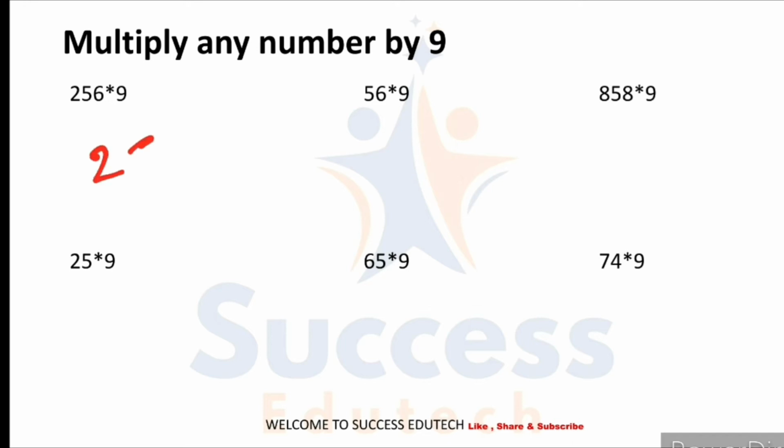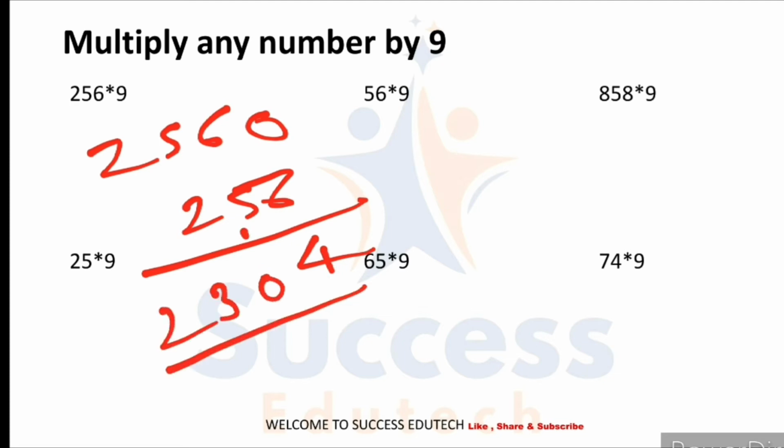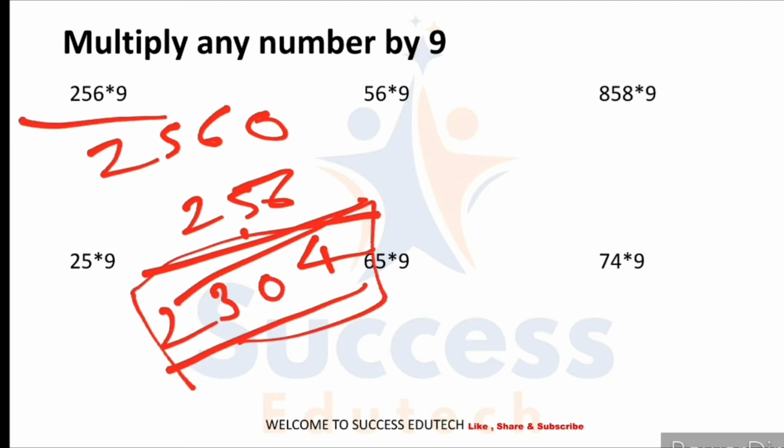Now here let us see, 256 multiplied by 10 कीजिए, we get a simple way I will tell you. 256, put a 0 and subtract 256 from this. We get the answer 4 0 3 2. This is our answer. Multiply by 9.